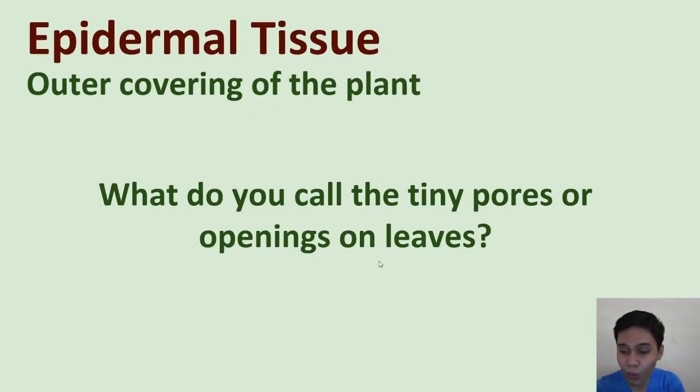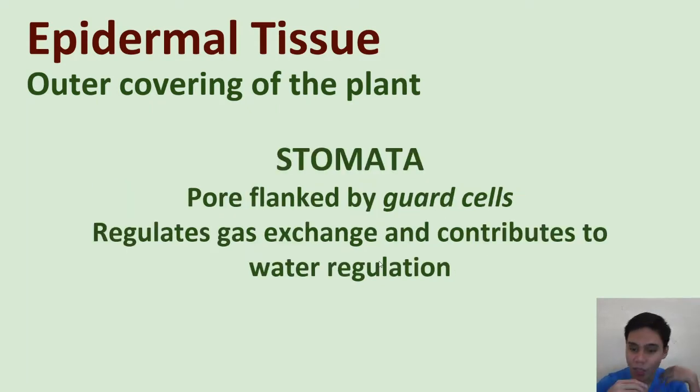So the tiny pores or openings on the leaves are called stomata. These are pores that are flanked by guard cells. So they regulate the gas exchange and water exchange with the environment of the plant. So they look like this.